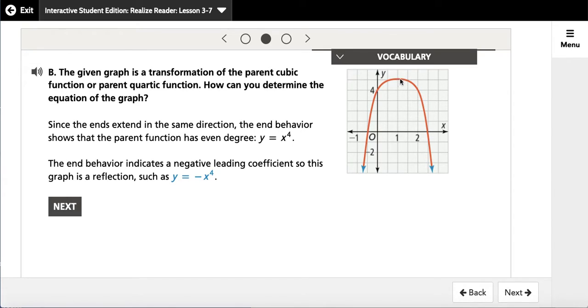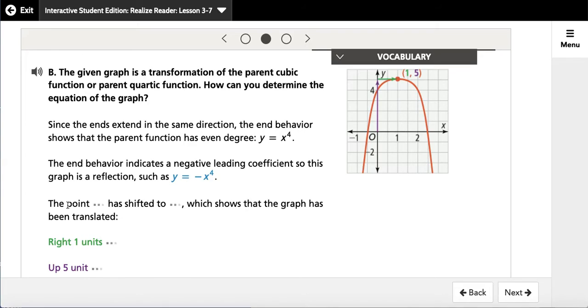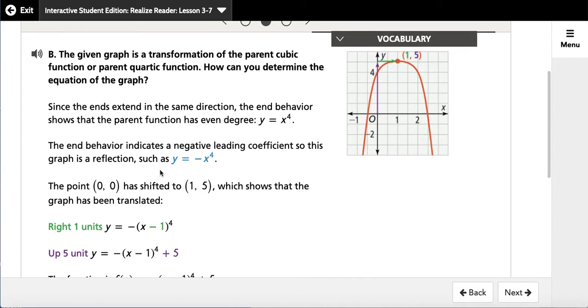Looks like it was up here at 1, 5. Wow, they have two different scales. Be careful of that. 1, 2, but then here it's 1, 2, 3, 4. It's at 1, 5 instead of 0, 0. So we're going to move that. We're going to translate that.